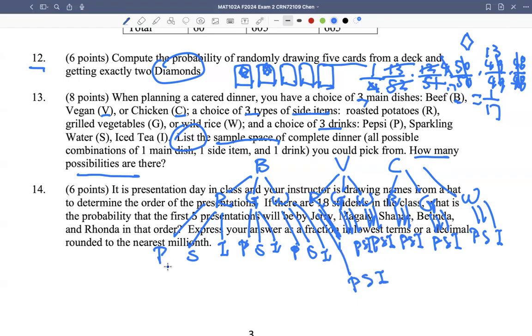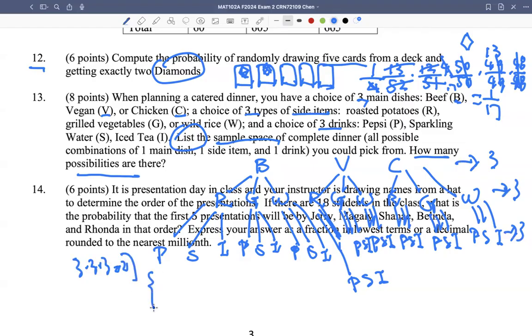If we count, there will be 27 of them: 1, 2, 3, 4, 5, 6, 7, 8, 9, 10, 11, 12, 13, 14, 15, 16, 17, 18, 19, 20, 21, 22, 23, 24, 25, 26, 27. Right, because for the first category we have 3 choices, second we have 3 choices, third we have 3 choices. So 3 times 3 times 3, we have 27 of them.